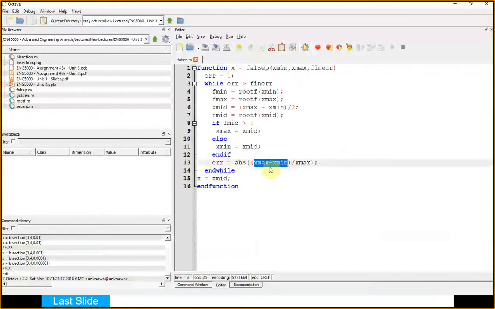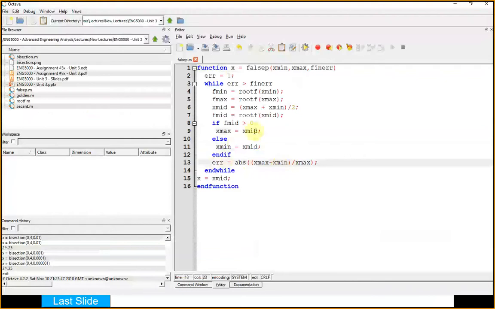Min minus max is still correct. It's min minus max of the previous iteration, but it's still correct. Remember, min here is either the mid or the max. Look at it this way: either the max is mid or the min is mid. So it would still be the same convergence test.